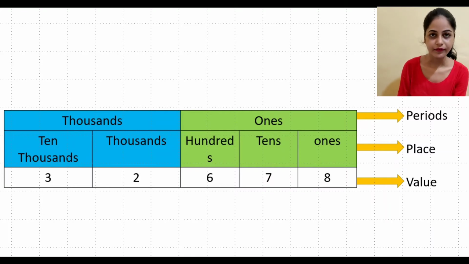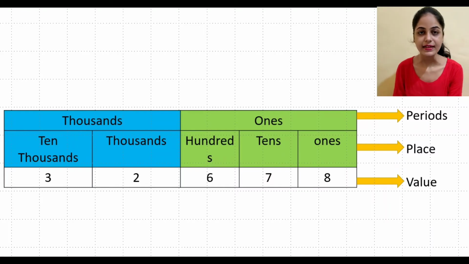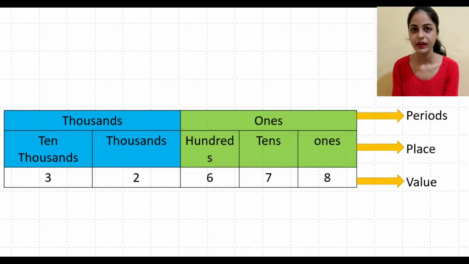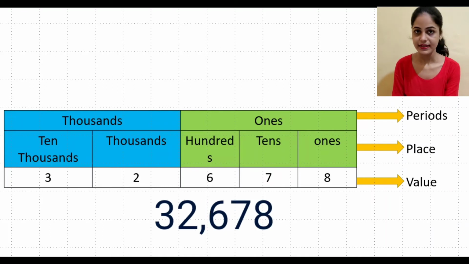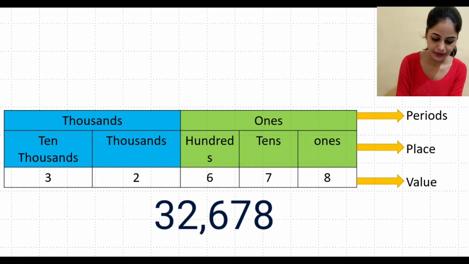Accordingly, if 10,790 is written here, how will you read it? It is read as ten thousand seven hundred ninety. The numbers in the same period are read together. A comma is used to separate the periods in a number. In the number 32,678, a comma before 6 separates the thousands from the ones period.